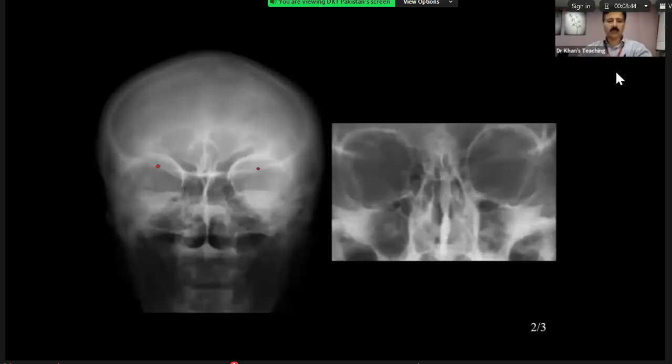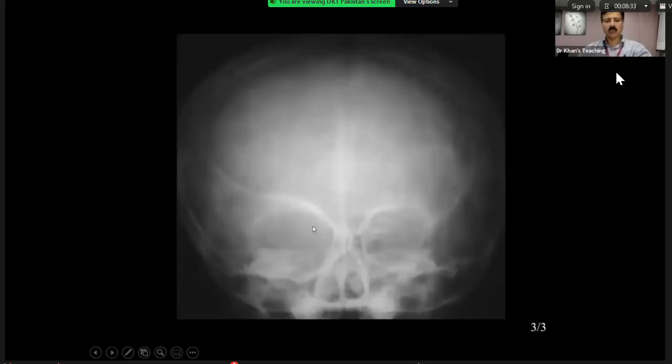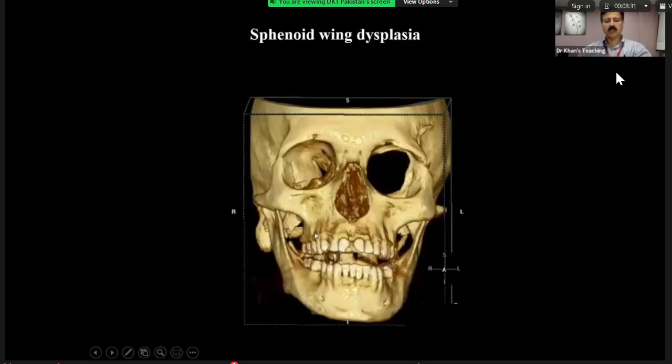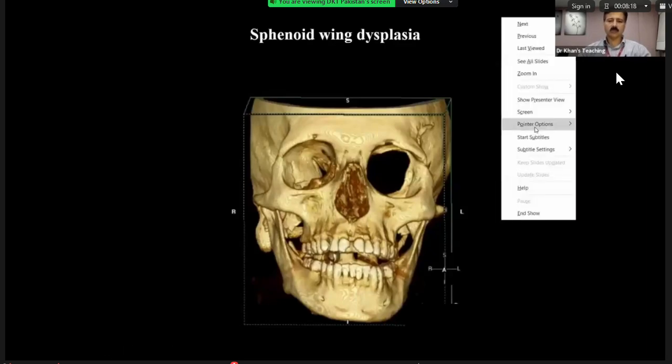This is the normal anatomy of what we were considering, and this is normal on a PA film. That line is missing here. And this is another case of sphenoid wing dysplasia, where you can see that this is missing. And so, fine.